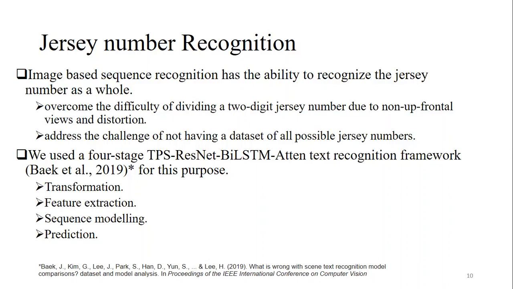We employed, for this purpose, the four-stage attention-based text recognition framework introduced in the "What Is Wrong with Scene Text Recognition Model Comparisons? Datasets and Model Analysis" paper. The framework is composed of four stages as follows: transformation, feature extraction, sequence modeling, and prediction stage.